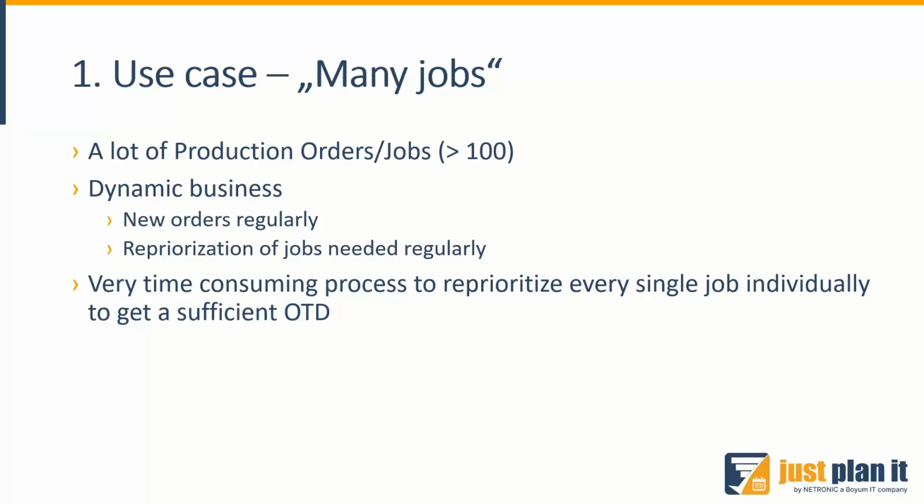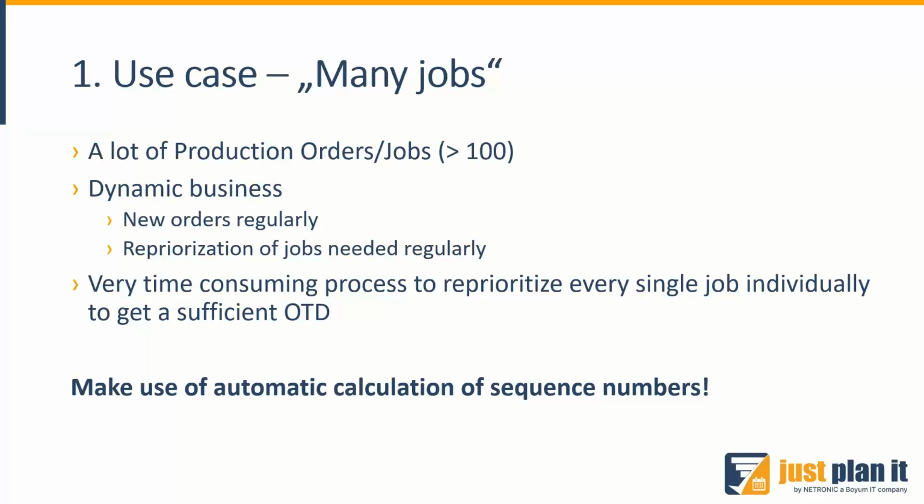In such a use case, as Just Planet was set up initially, it is very time consuming to reprioritize every single job individually. But you needed to do this to come to a sufficient OTD, a sufficient throughput, and a sufficient overall scheduling quality. But now, as we extended the functionality, I will show you how you can efficiently make use of automatic calculation of job sequence numbers.